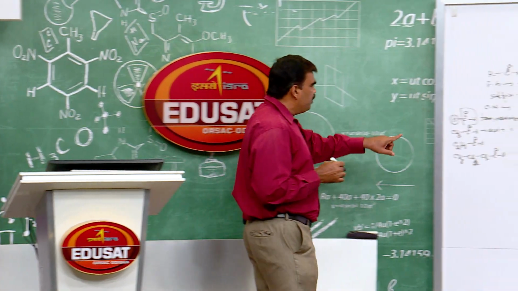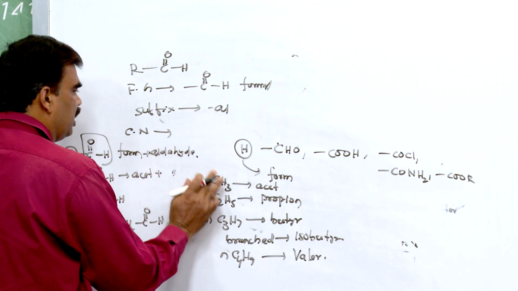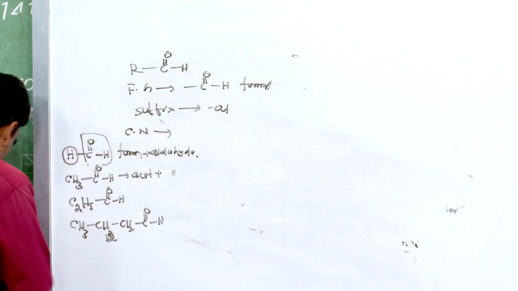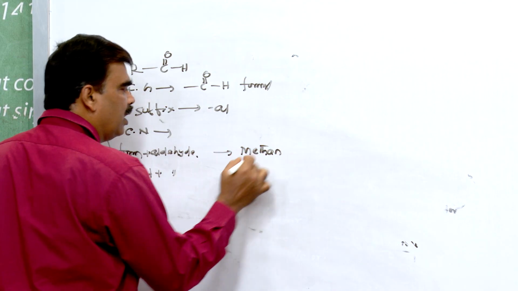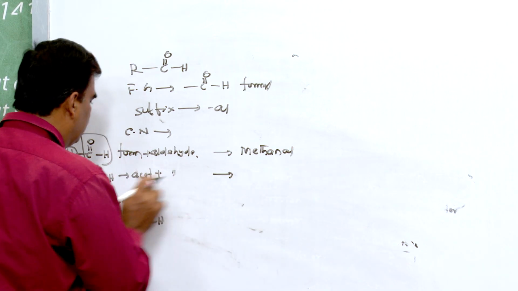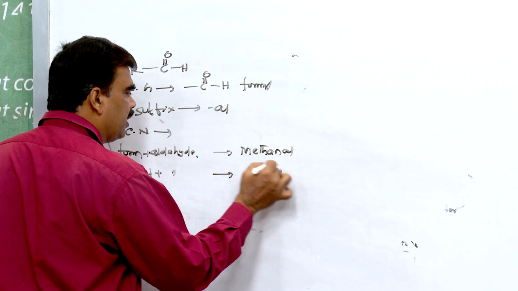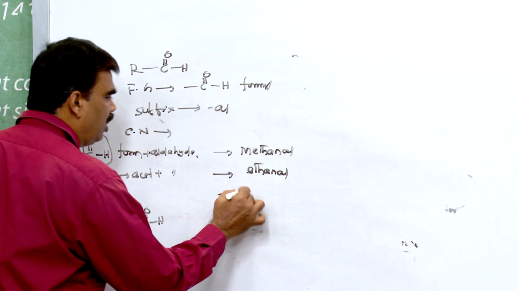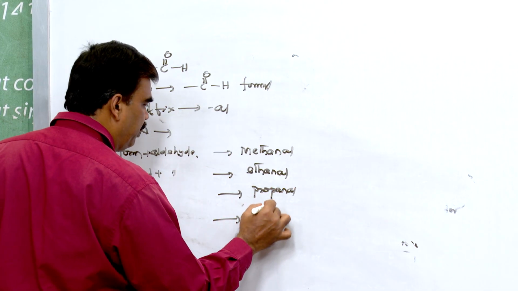What is the IPS name? Just remember, in the IPS name, here only one carbon is present. So its suffix will be, how many carbon atoms are there? Only one, so it is methane. Remove E and put Al: methanal. There are two carbon atoms, so it will be ethane. Just remove E and put Al: ethanal. Similarly propanal, and this will be your butanal.